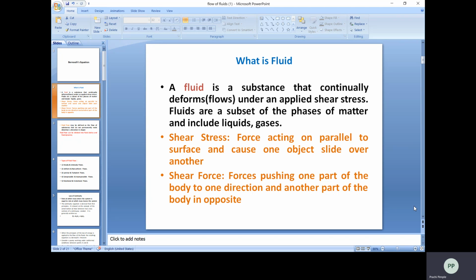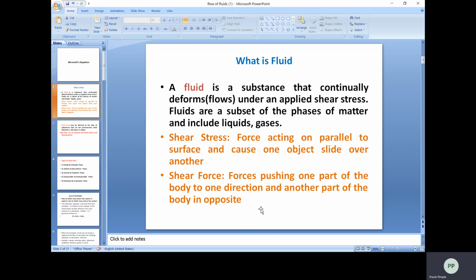Now what is shear stress and what is shear force? Shear stress is a force acting parallel to the surface and causes one object to slide over another, and because of that there is a continuous deformation, which is exactly what happens in the case of a fluid. Shear force is nothing but a force pushing one part of the body in one direction and another part of the body in the opposite direction. Same as in elasticity, there we have a shear force. So that is basically shear stress and shear force.